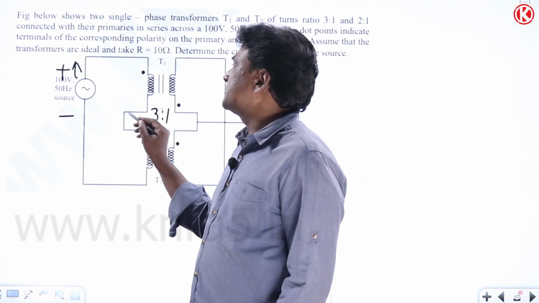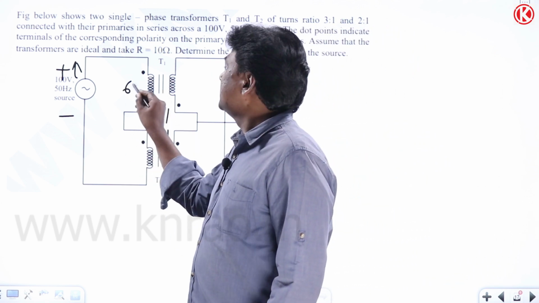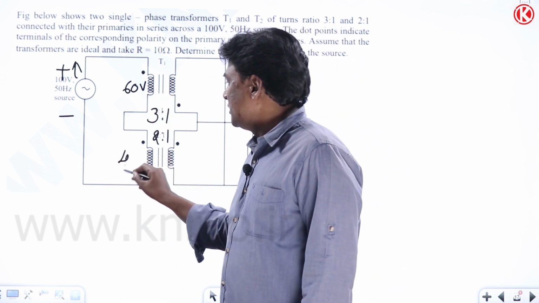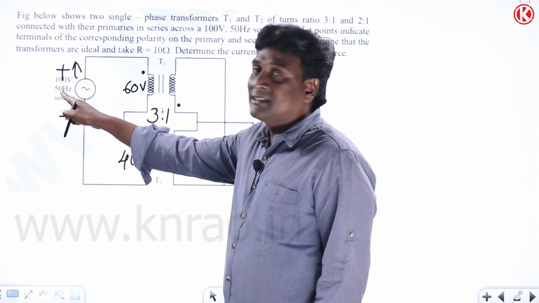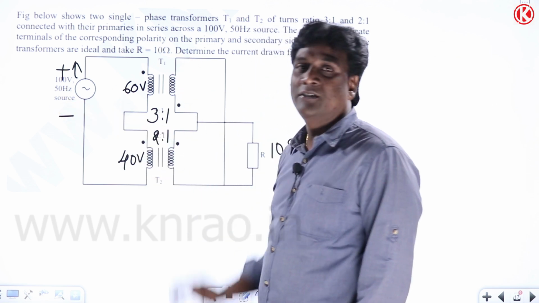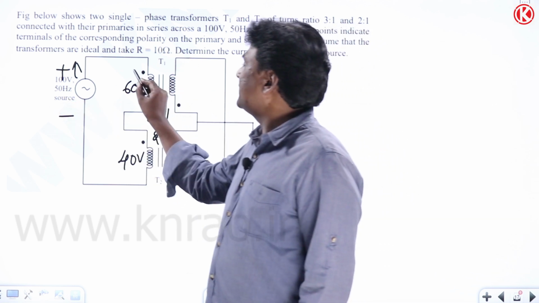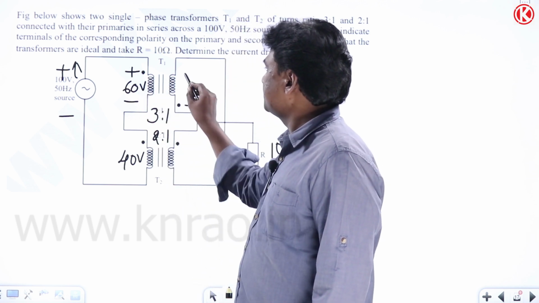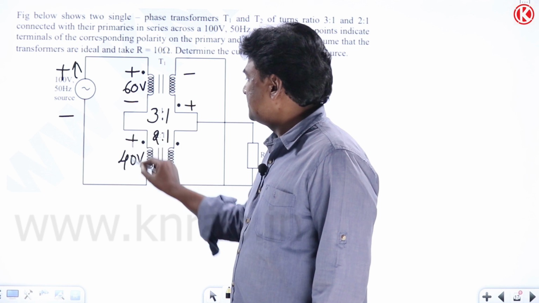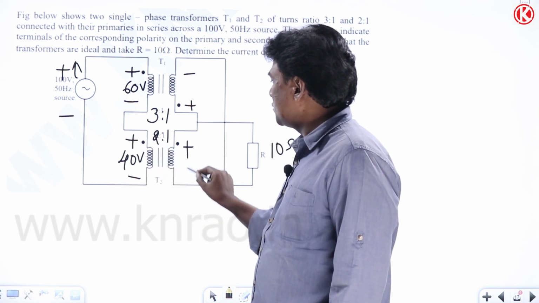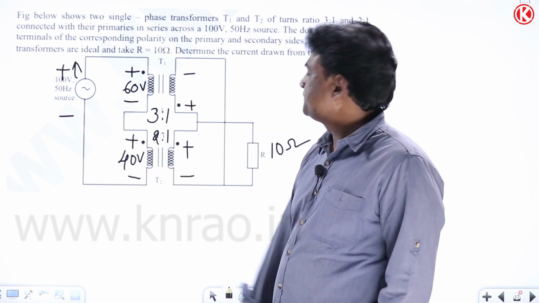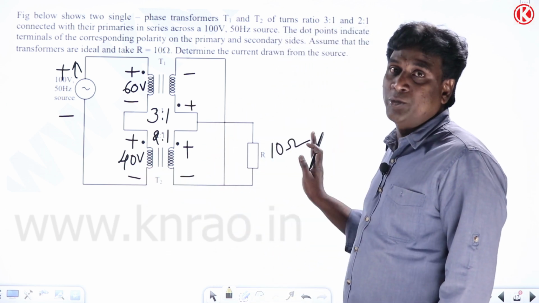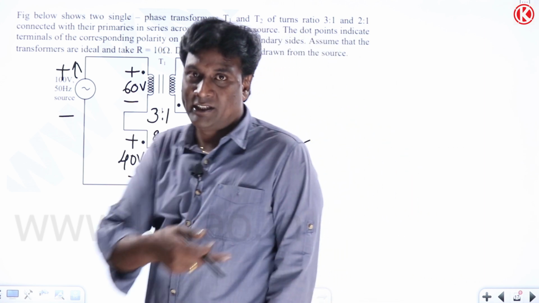20 into 3 turns is going to be 60 volts here. 20 into 2 turns is going to be 40 volts here, such that this 100 will be distributed as 60 and 40. And wherever dots are there, when this is plus, this is going to be plus. And this is plus. When this dot is plus, this dot is going to be plus. That's it. Now, when load, meaning external connections, are not there, I am assuming. Why I am saying this, you will come to know in the next question.